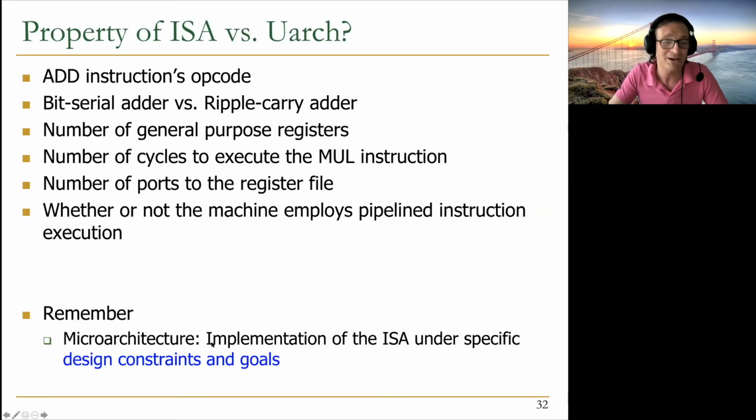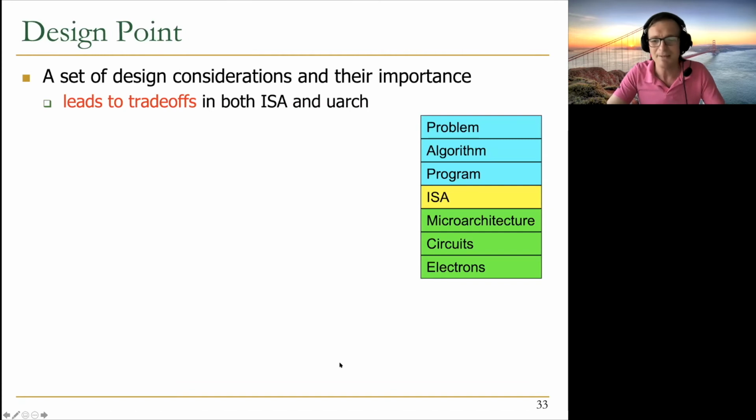So remember, microarchitecture is implementation of ISA under specific design constraints and goals. Maybe I will cover this part and then we will take a break at an appropriate point. So design point is essentially, these are easy parts. We discuss a set of design constraints and their importance. And this design point actually leads to trade-offs in both ISA and microarchitecture.